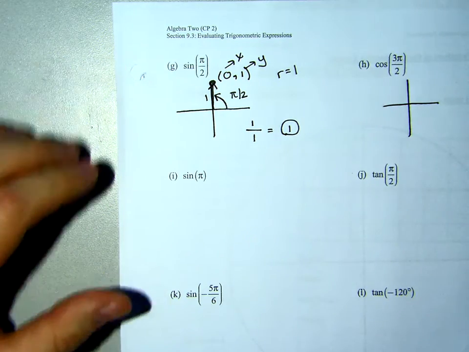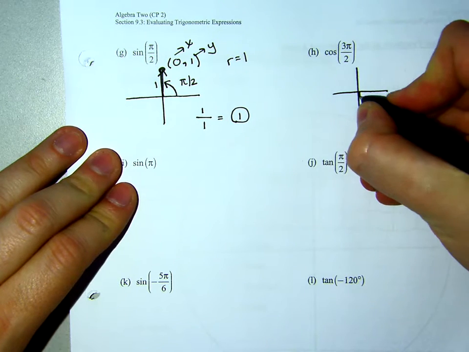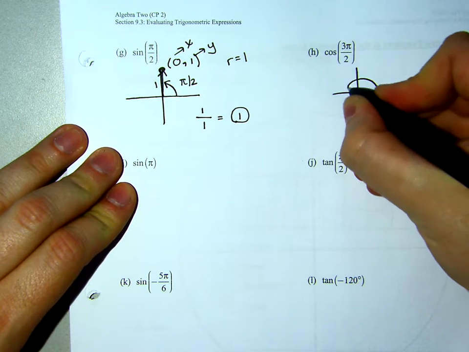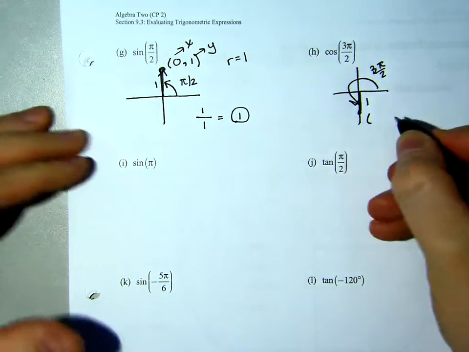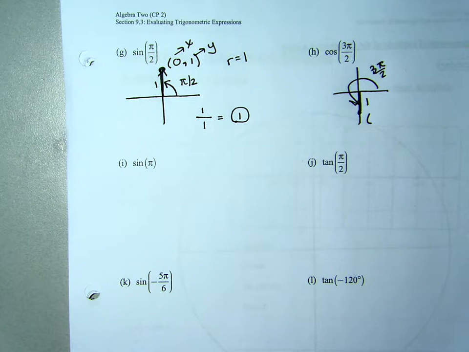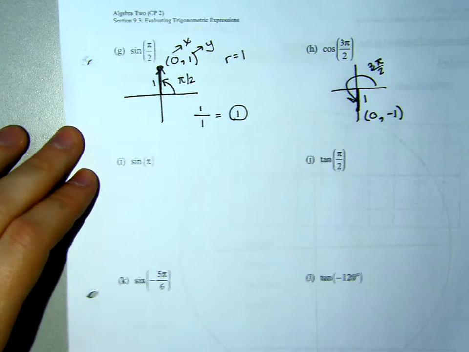Next, letter H. The cosine of 3 pi over 2. Where is 3 pi over 2? Yeah, so the one that goes straight down. So here's my 3 pi over 2. And I know my radius is 1. Raise your hand if you can tell me the coordinates of that point. Don't just say it out loud. R equals 1, x equals 0, and y equals -1. Good. The coordinates are 0, comma, -1, because I'm not moving left or right at all.